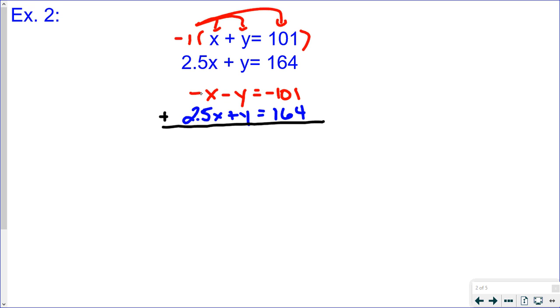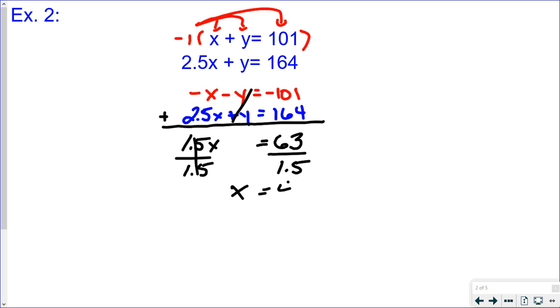So there's a 1 in front of this x, so that's -1 plus 2.5. So that would be 1.5x. Add these together, they cancel each other out. Negative 101 plus 164 is 63. Divide both sides by 1.5. Let me get my calculator out real quick. So 63 divided by 1.5 is 42. So there's half of my solution to the system.